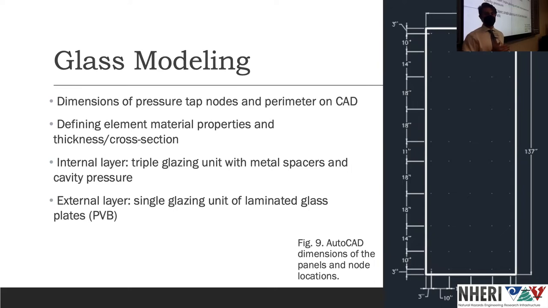So more into the layering of the panels, the internal layer is a triple glazing unit, which means it has three panels. And each of these panels is separated by a metal spacer. There's a cavity pressure on the inside. The external layer is a single glazing unit. It only has one panel and has laminated glass plates, meaning that there's two glass plates that are bonded by PVB. It's a polyvinyl butyral resin.